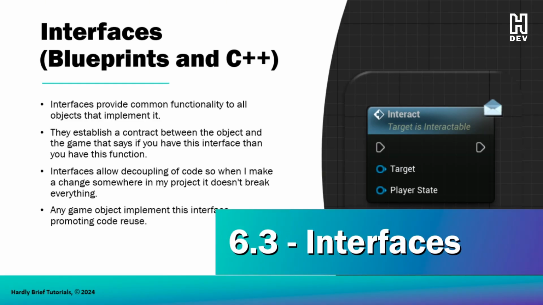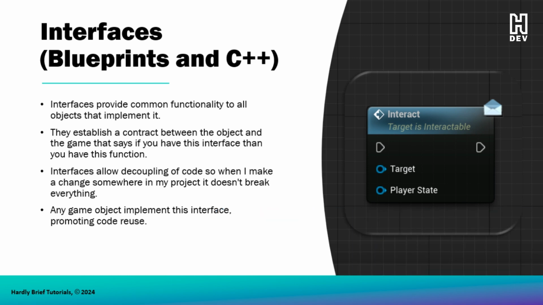So now we're going to create an interface in Blueprints. Interfaces can be created in both Blueprints and in C++, but in this lecture, we'll do it in Blueprints since it's pretty quick and easy. Well, what exactly is an interface? An interface allows us to implement common functionality across different objects or actors without tightly coupling them together.